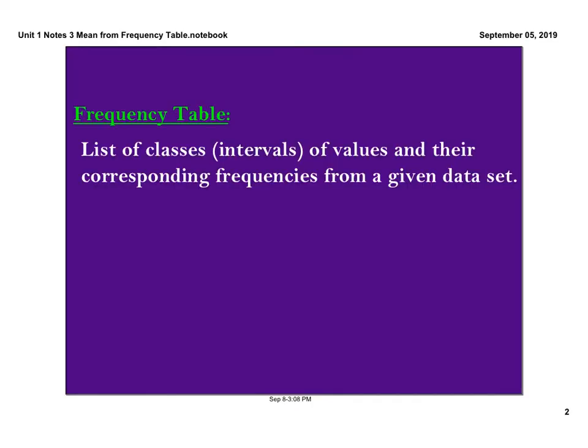So we're going to talk about what we do when we have a frequency table that has categories that are intervals. So a frequency table is a list of classes or intervals, there's that word, of values and their corresponding frequencies from a given data set. So the frequency comes from the number of people or the number of times that occurs.